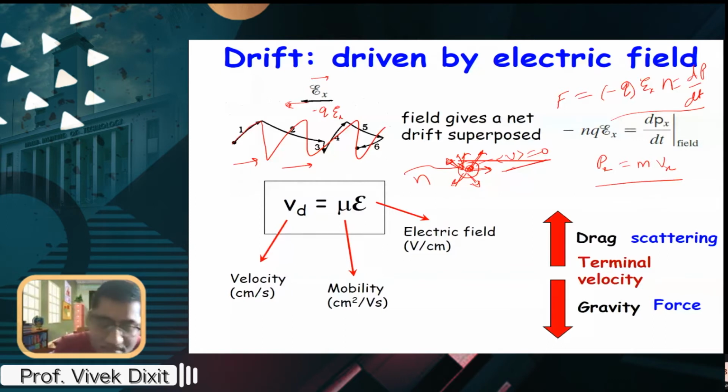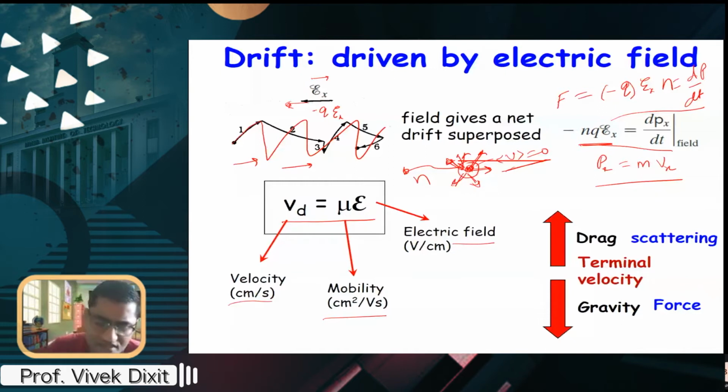When you apply a field, then in between collisions, apart from the random motion, this qE force is there, which is a directed force. That is basically the drift velocity. If you calculate the drift velocity by this expression, you will get a small value compared to the thermal velocity, and in that region the drift velocity is proportional to the field. We write it as mu times E, where mu is defined as the mobility, E is of course the electric field, and vd is the drift velocity.